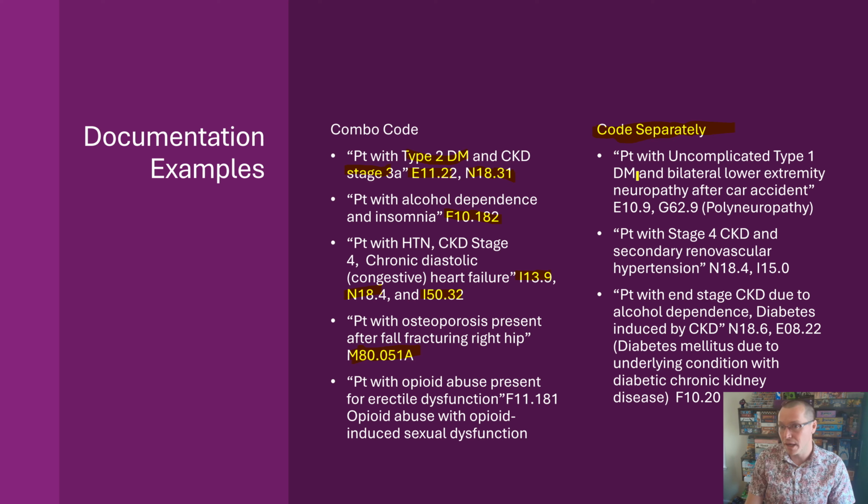So let's say you have a patient come in with uncomplicated type 1 diabetes and bilateral lower extremity neuropathy after a car accident. Since we clearly documented that we know the neuropathy is from something else, then and only then can we code the two separately. Patient with stage 4 CKD and secondary renal vascular hypertension, now we can code them separately. But as you can see, we're still not even using an I10. Instead, we're going to be using a secondary hypertension code.